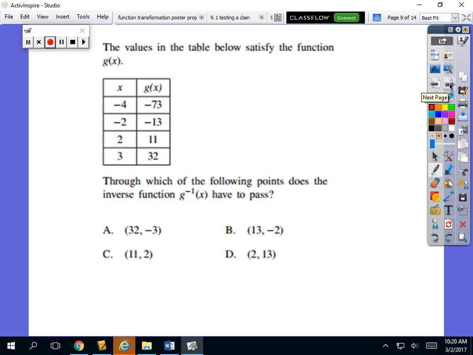The values in the table satisfy g of x. Which of these points down below have to be on the inverse? So it would be the inverse. (-13, -2), I have (13, -2). That's not on there. And that's not on there. So is it going to be (11, 2) or (32, 3)? It's not (32, 3) because that's (32, -3). So it's (11, 2).